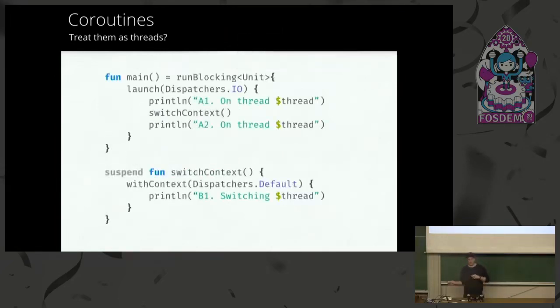And unconfined is for a corner case. I haven't seen it being used in production code yet. But you can get a similar result with this example.